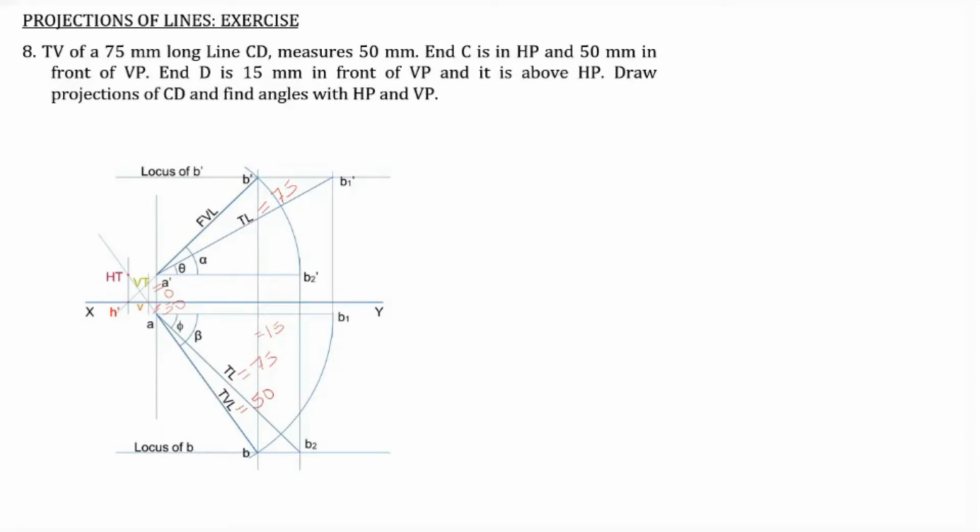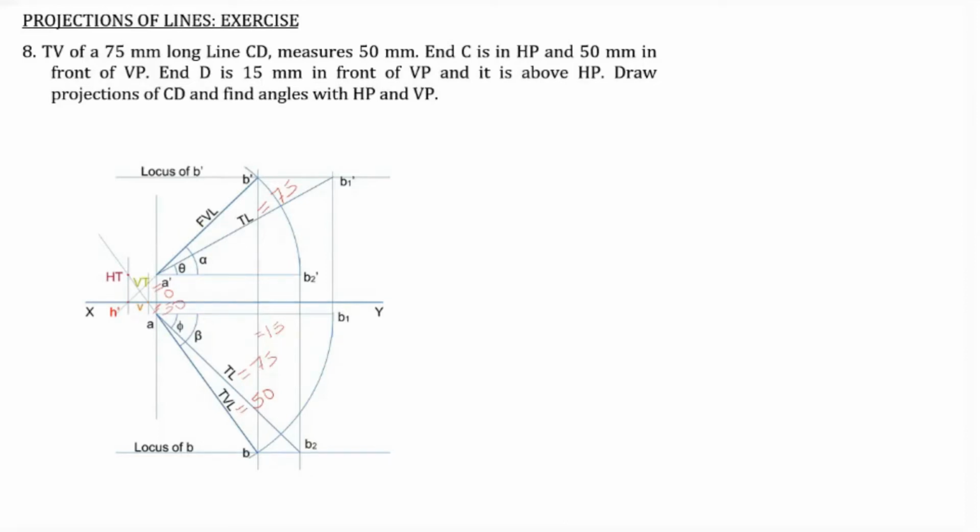In this particular case, one endpoint is given, that is the point C. C is in HP and 50 millimeter in front of VP. So you can easily mark C dash as well as C, the top view. That is the first condition that we apply to this type of problems. If both the front view and top view of a specific point can be marked in our drawing, then do that first. So in this case also, we are first marking C dash as well as C.